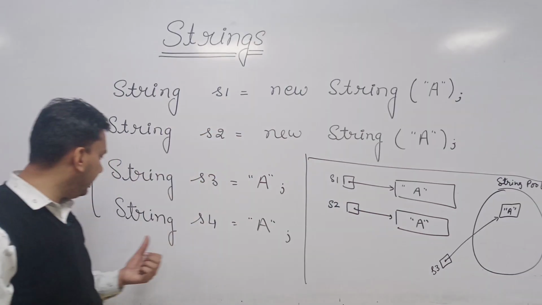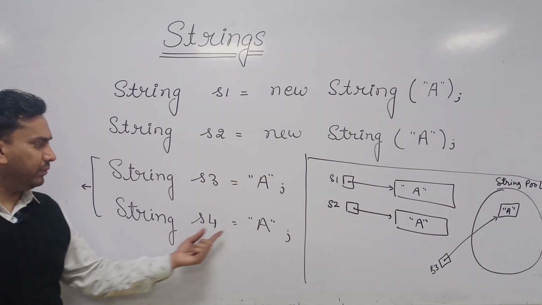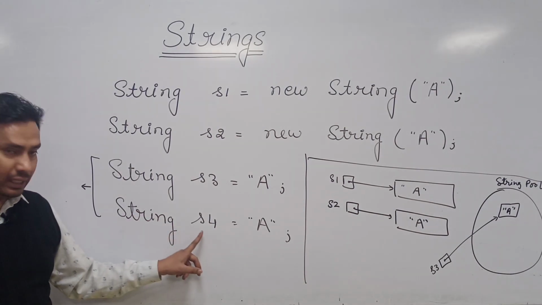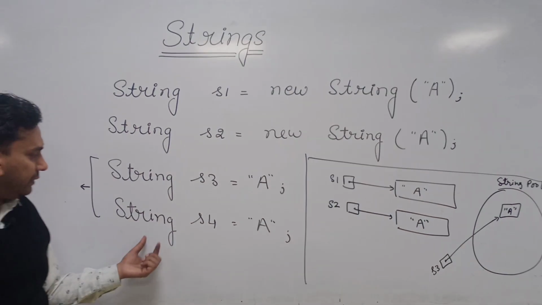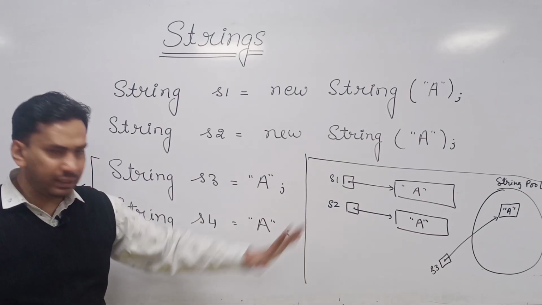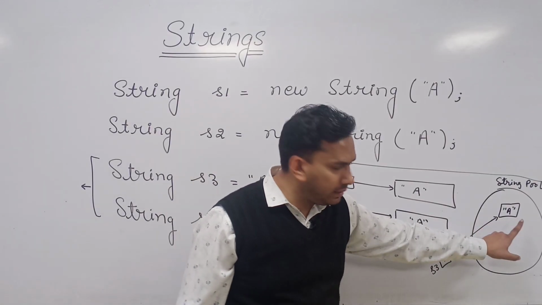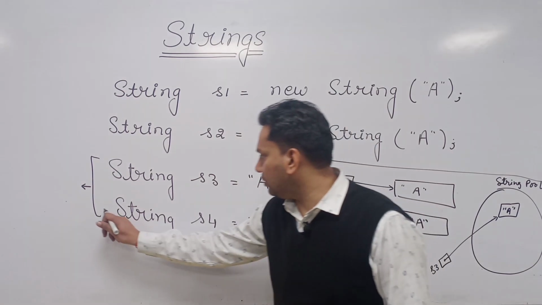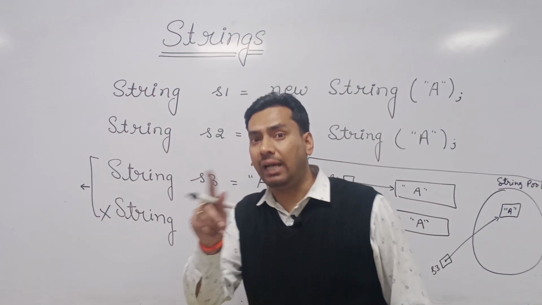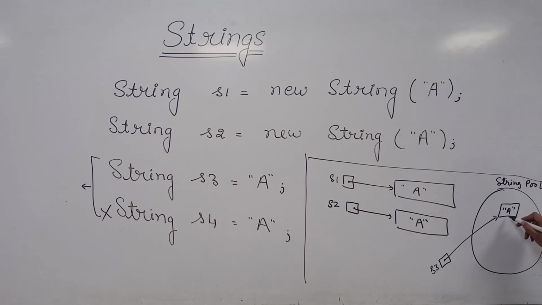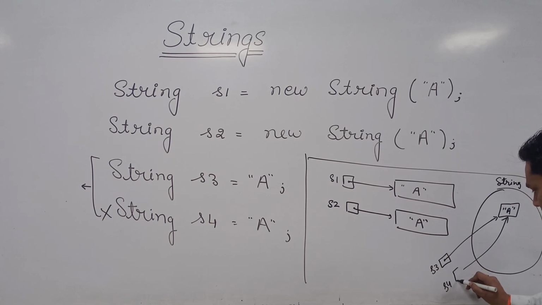This is called intern string. Now the fourth statement says string S4 is equal to A. Again we are using the intern string syntax, which means it will again check in the string pool whether we have any A over there. This time it says yes, there is a string already available with the same content A. So it is not going to create a new string, rather it will point to the existing A, which will be pointed to by another reference variable S4.